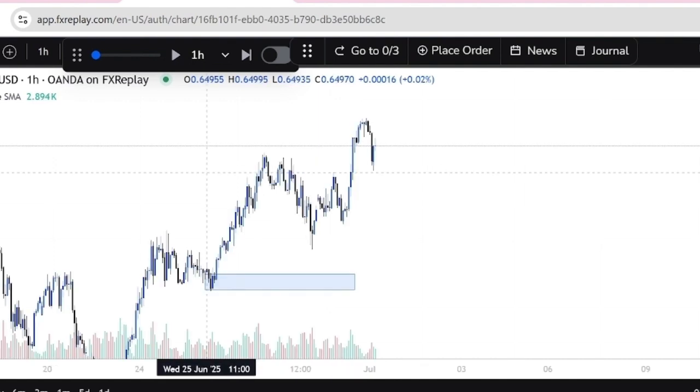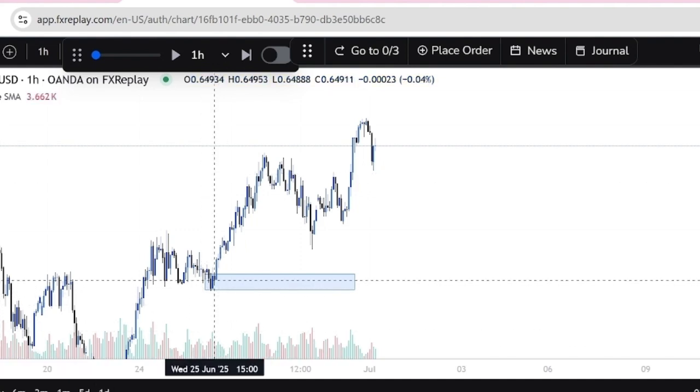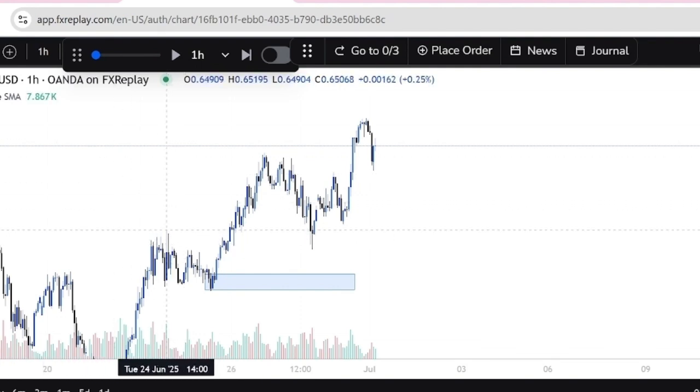So here we are on AUD USD 1 hour time frame, and we already have two zones to consider, to see which is more valid. So already you have this zone that led to this break of structure at this point.